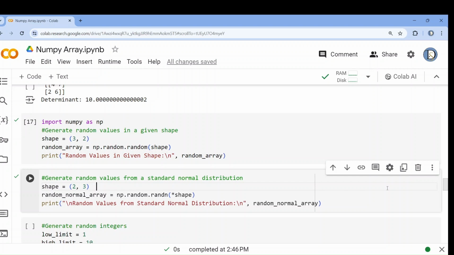So today we will continue our last class, that is learning NumPy array. If you have not seen the previous video, please watch that first. Okay, let's start today's class.